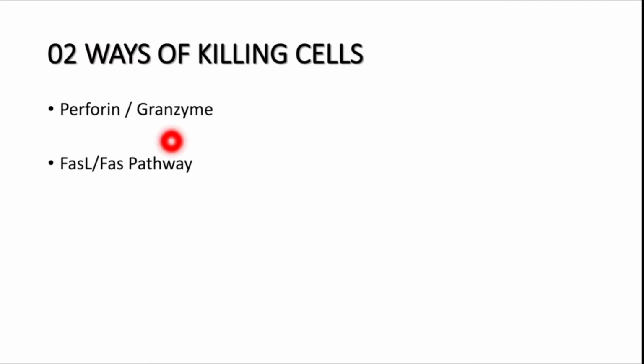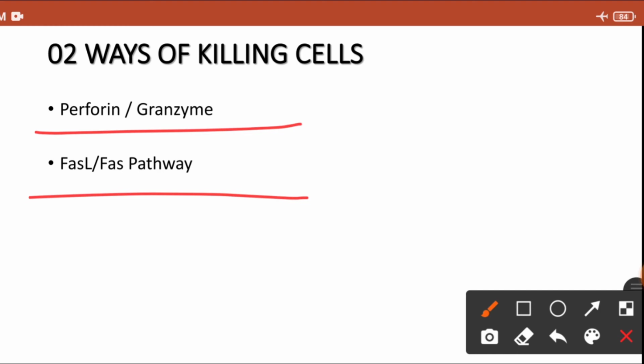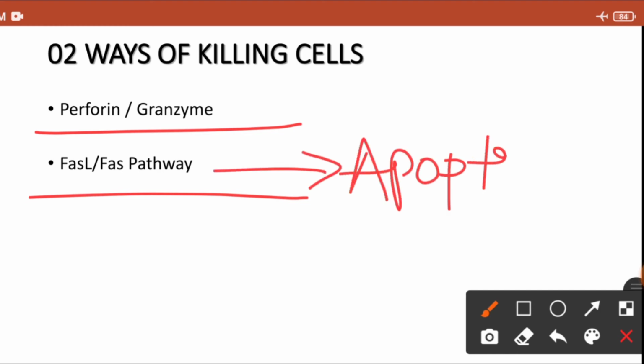There are two ways of killing the infected cell by CD8 T lymphocyte: either the perforin granzyme system or the Fas ligand Fas pathway, in which apoptosis will occur. I will not explain both these mechanisms in detail because I have already mentioned the details of this way of killing in my T lymphocyte lecture, right?